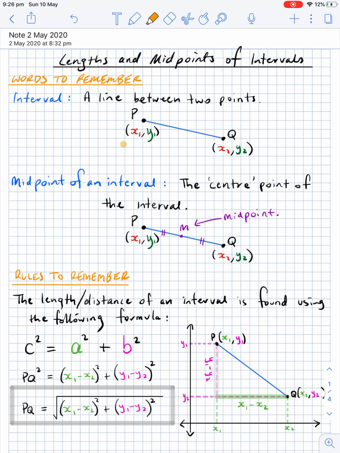Another thing to notice is the notation for the points. So x1, y1 is the x and y coordinates of the first point. And this is the x and y coordinates of the second point, if that makes sense. So this notation is used a lot and it's really important to understand.